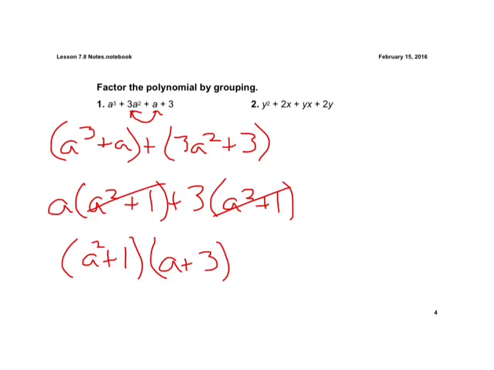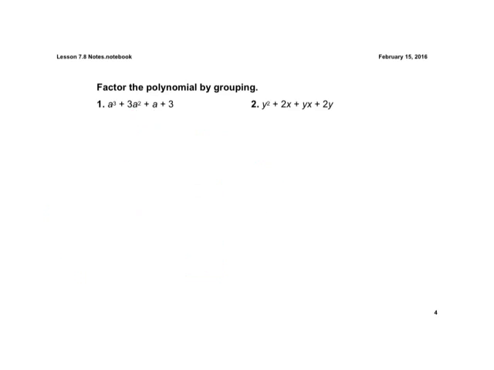And that's in factored form. We can't factor anything else. That a squared, if it was a minus 1, it would be a difference of squares, but since it's plus, we know we're done right there. Okay, let's go ahead and try number 2 here.